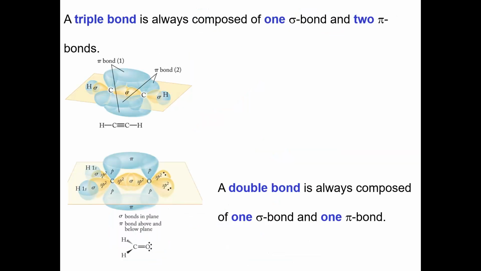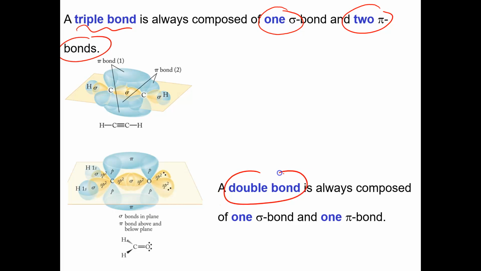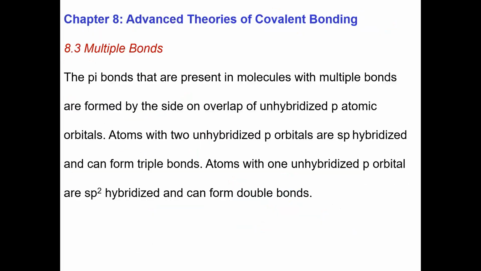So just summarizing, keep in mind that a triple bond is always composed of one sigma bond and two pi bonds, whereas a double bond is always composed of one sigma bond and one pi bond, and each pi bond requires an unhybridized p orbital. That means that we're going to be seeing triple bonds when atoms are sp hybridized, and we're going to see double bonds when atoms are sp2 hybridized. Okay, and that concludes the short video on section 8.3, multiple bonds.